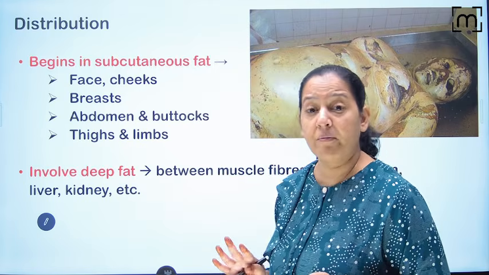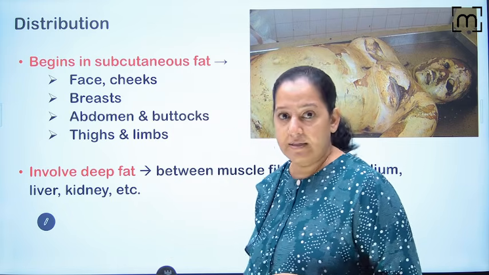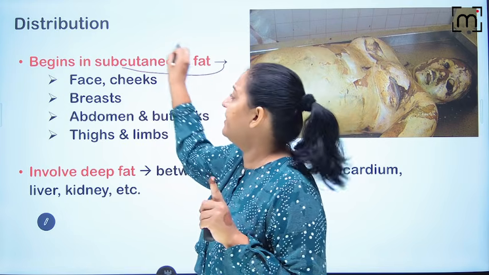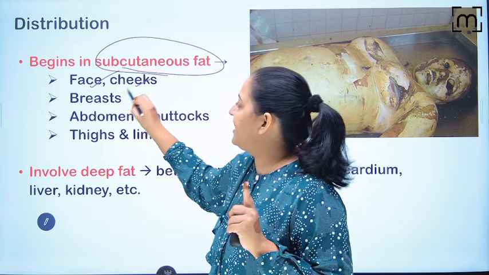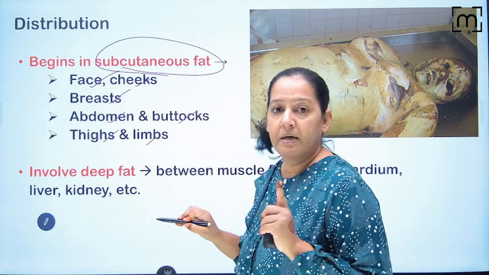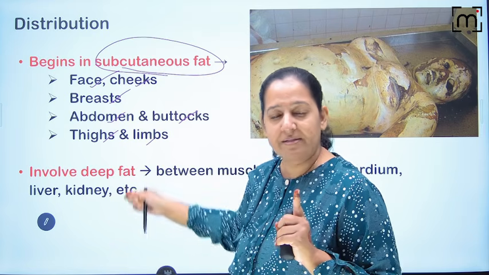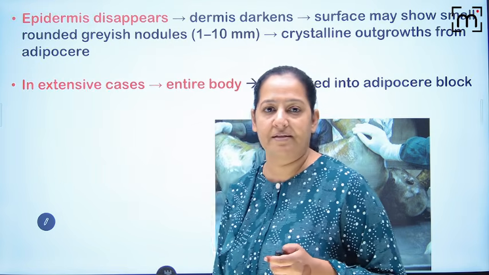So adipocere formation happens only if water is present around the dead body, that is, moisture is present. Distribution, I told you already, it starts in subcutaneous fat: the subcutaneous fat of the face, cheek, breast, abdomen, buttocks, thigh, and limbs. So where is the maximum fat present? Subcutaneous fat. Okay, and then it goes to the deep fat of internal organs. So that is the distribution.